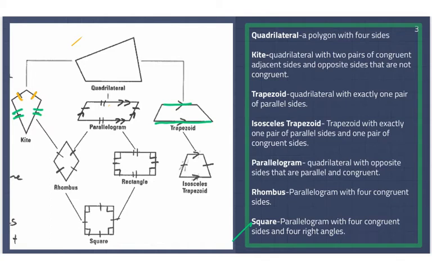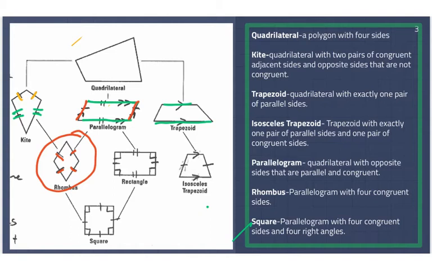You have a parallelogram here in the middle. So the parallelogram shows it's a quadrilateral with opposite sides that are parallel and congruent. So parallel going this way and congruent, and then these sides running this way are also parallel and congruent. So there's your parallelogram. Then we have a rhombus. So a rhombus is a parallelogram with four congruent sides. So all the sides are the same size, but the angles are not right angles, so it's not a square.